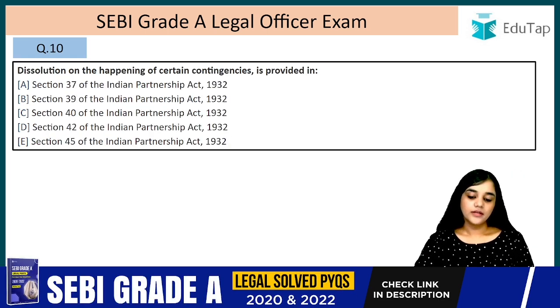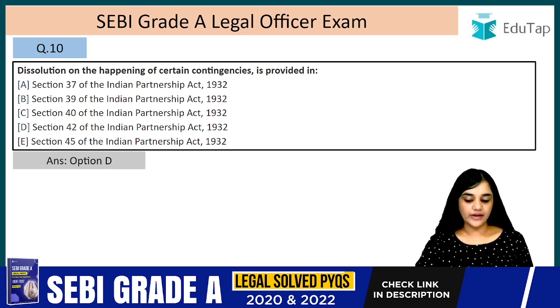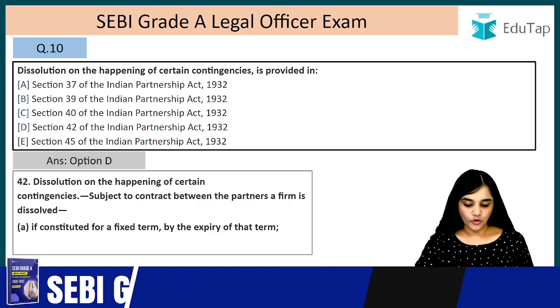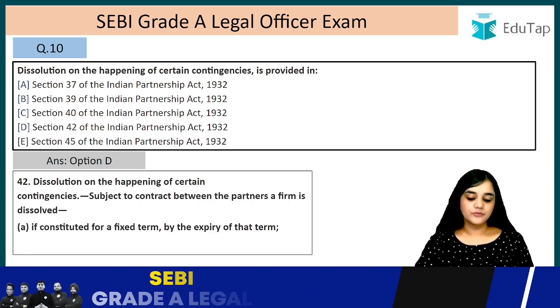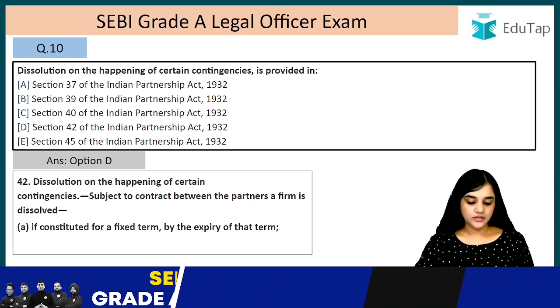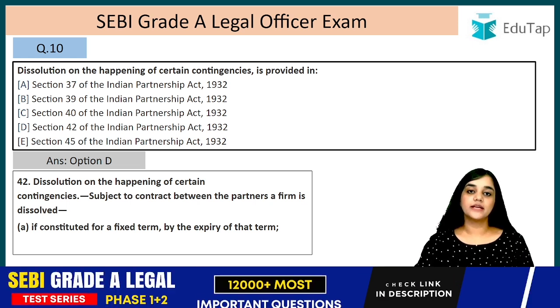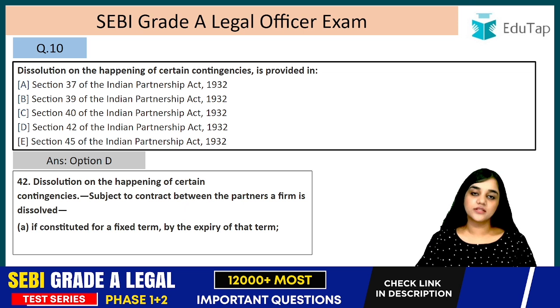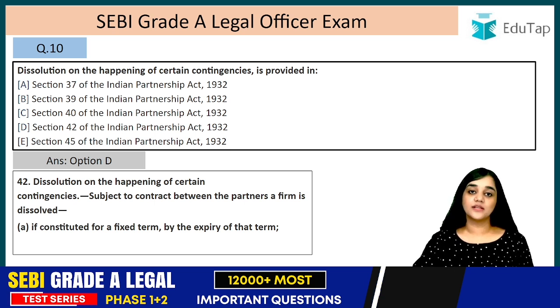Question number 10. Dissolution on happening of a certain contingency is provided in section 42. Let's read the section. Subject to the contract between the partners, a firm is dissolved, if constituted for a fixed term, by the expiry of that term. So if it was constituted for a fixed term, on expiry of that term, what will happen? It will be dissolved. And in case it does not dissolve and the partners are still working, it is called what?